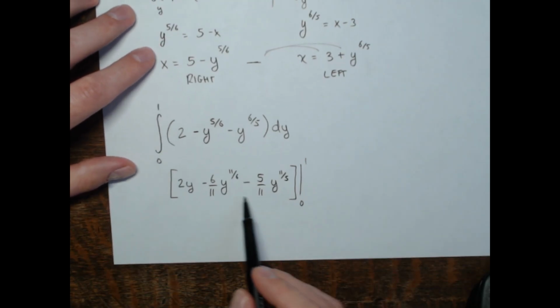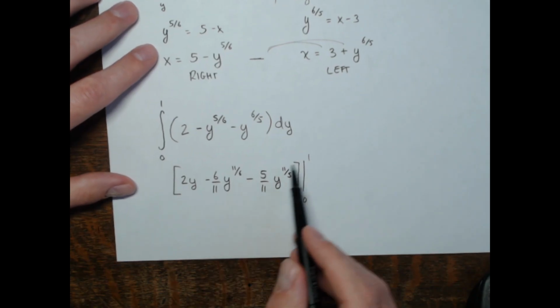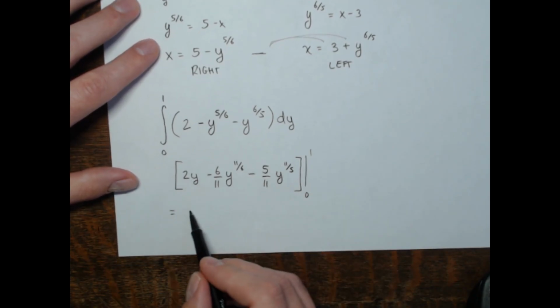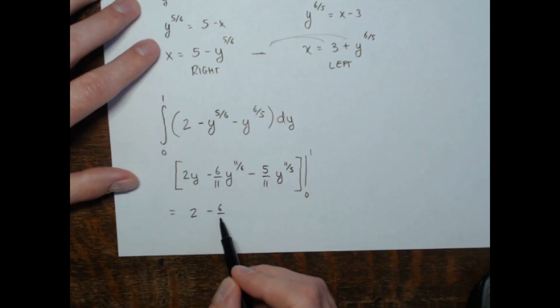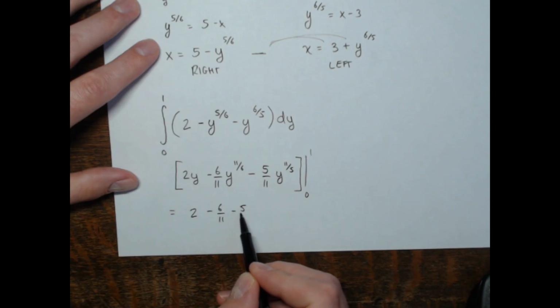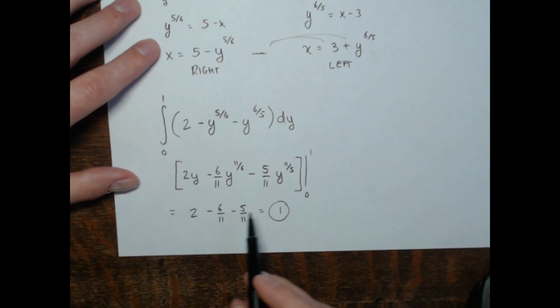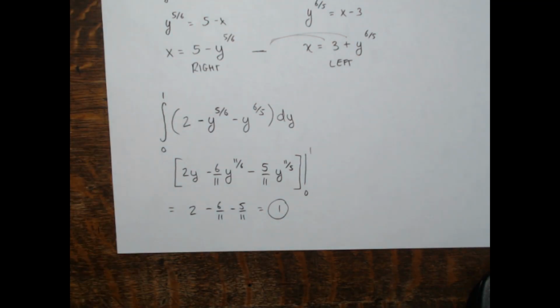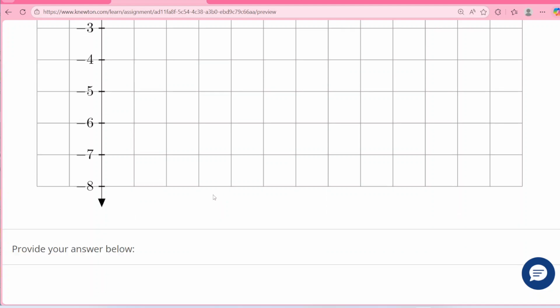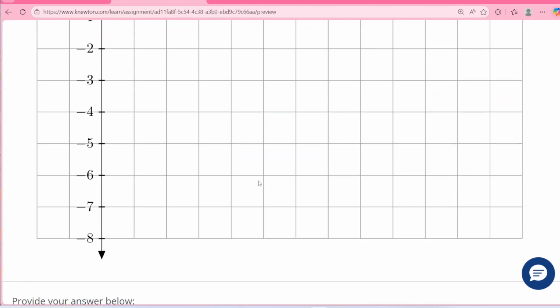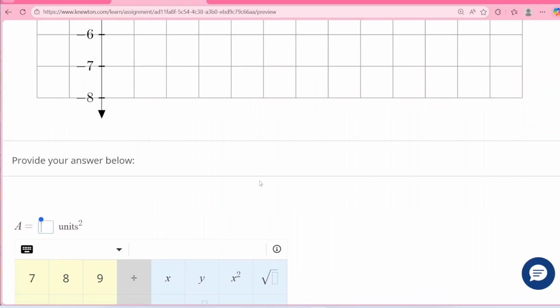Now, the nice thing is when you plug in 0 for y, it's all gone. So this is just going to be the value at 1. So 2 minus 6/11 minus 5/11. So this is 1, right? Because that's minus 11/11. 2 minus 1. How nice. So that area there is just 1 square unit.